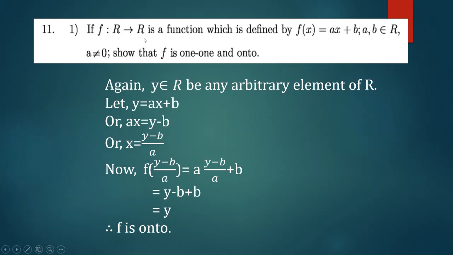That means for every element y of R, there exists at least one element x belonging to R such that f of x equal to y. Therefore f is onto.